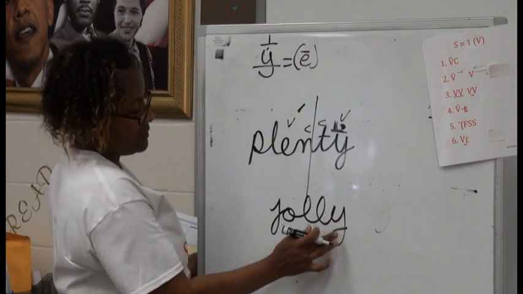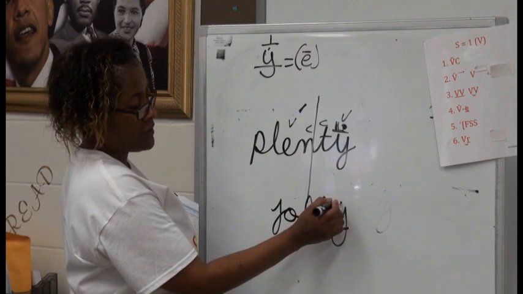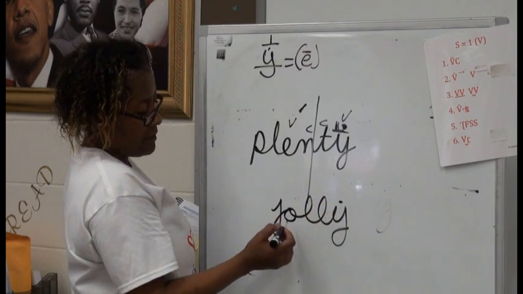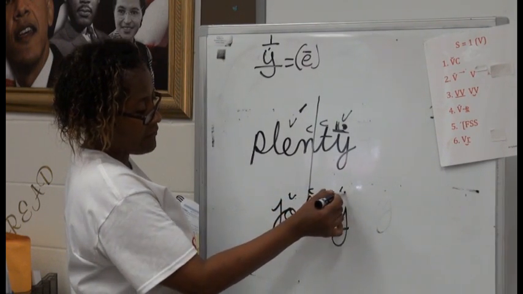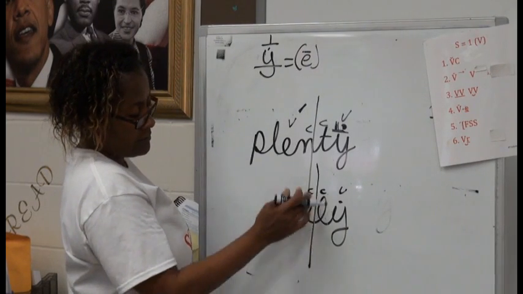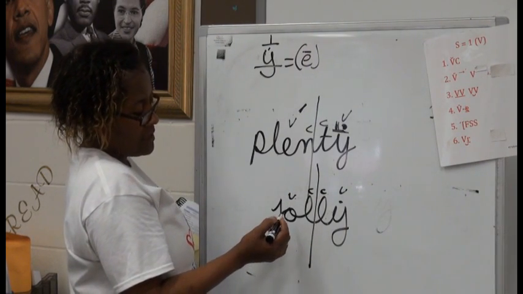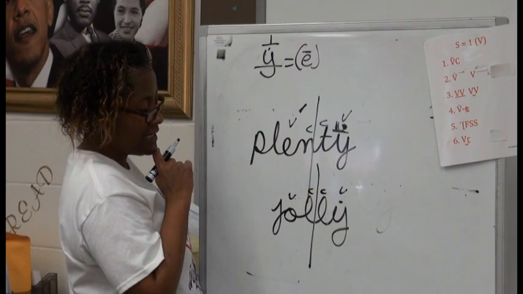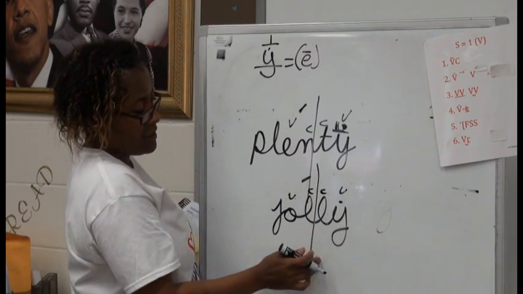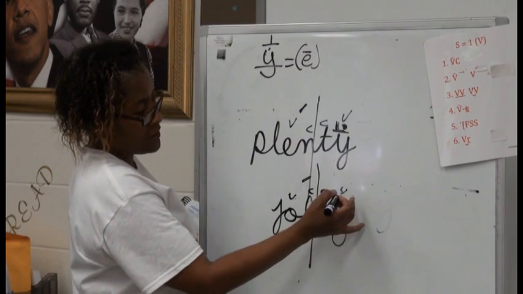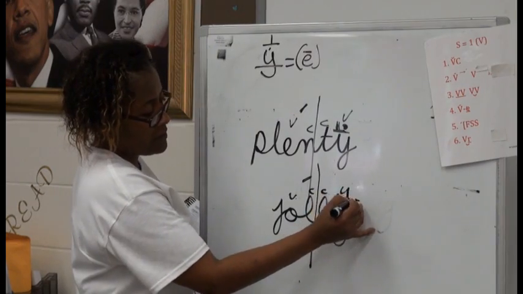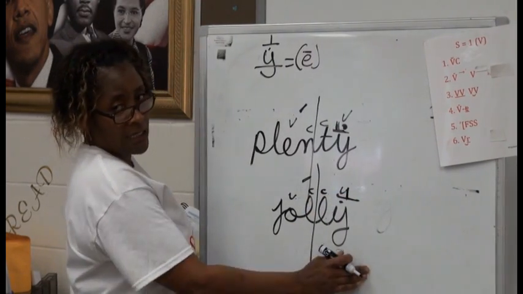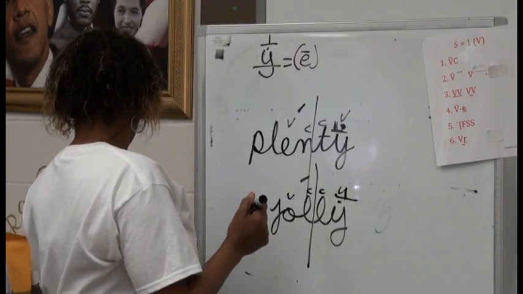J-O-L-L-Y. We see that Y in the final position, so we know that it's going to be vowel Y. We got vowel, consonant, consonant, vowel. We divide it between the consonants. And so, jolly, this is accented here. This is unaccented, so we know that this is a modified macron, and it's jolly, right? Let's go to the next one.